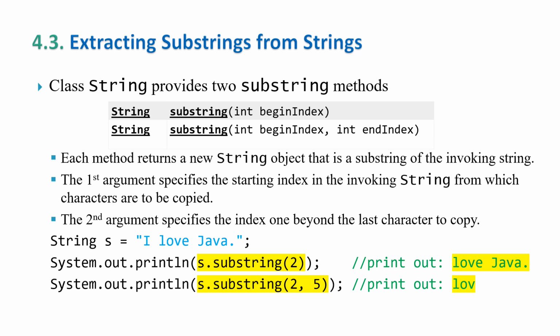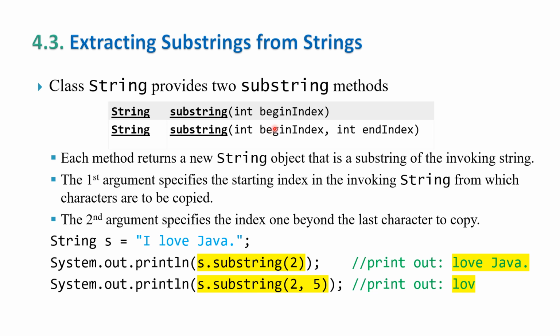The next string methods we are learning are those for extracting substrings from a string. Class String provides 2 substring methods to enable a new string object to be created by copying part of an existing string object. Each method returns a new string object that is a substring of the invoking string. One method takes one integer argument and one method takes two int arguments.